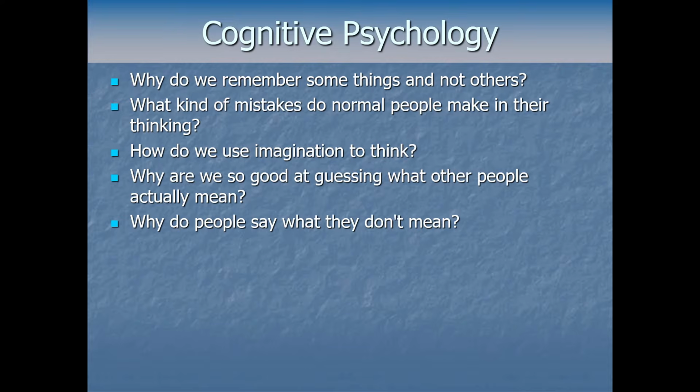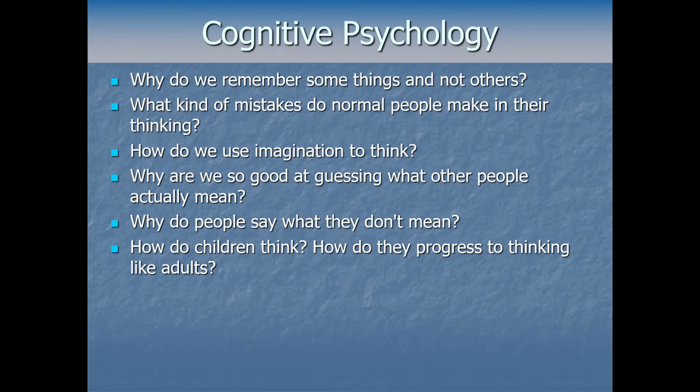Others might ask things like, how do children think? How do they progress to thinking more like adults? In other words, cognitive development. That's the overlap between cognitive psych and developmental psych. For example, we might investigate how children start to understand conservation, that the amount of something doesn't change just because the appearance changes. So here's an example.